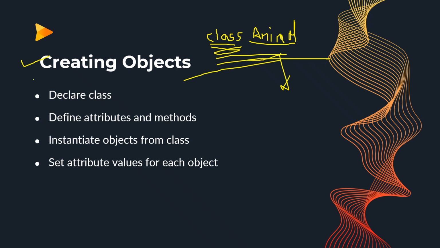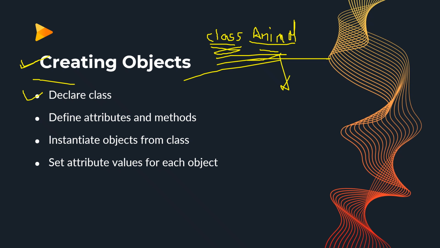So how to create objects now? So creating classes is very easy, but creating objects is somewhat tricky. So now how to create objects? It is not difficult, but if you understand this, then it is very easy. So now how to create objects?